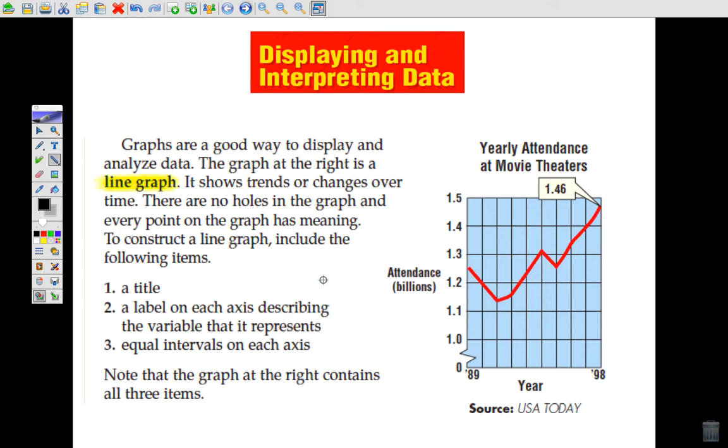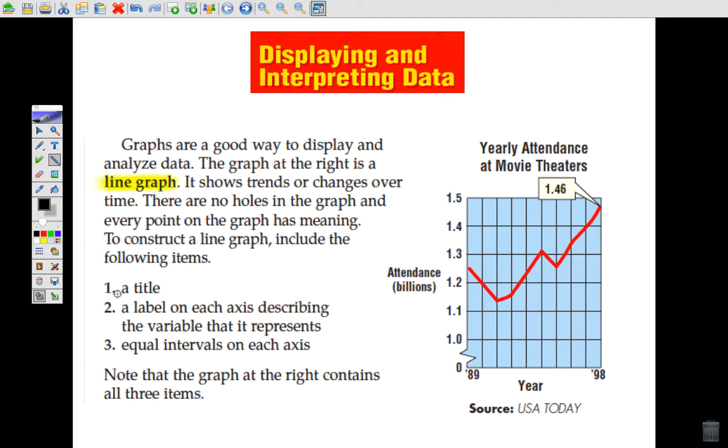Graphs are a good way to display and analyze data. The graph at the right is a line graph. It shows trends or changes over time. There are no holes in the graph, and every point on the graph has meaning. To construct a line graph, include the following items.